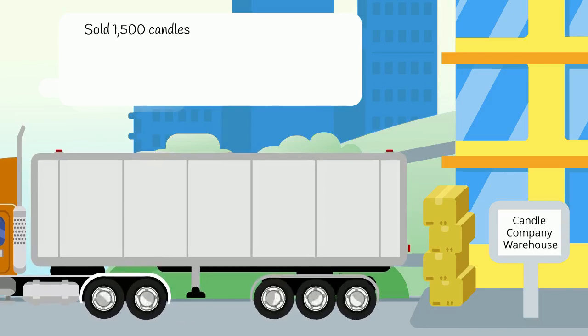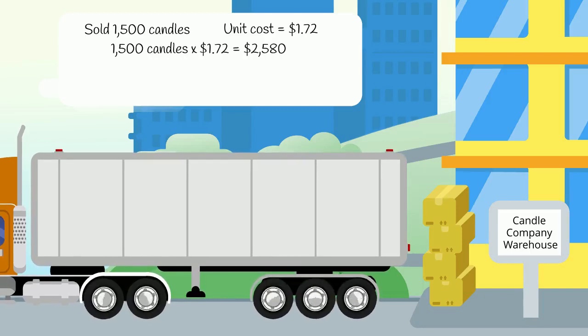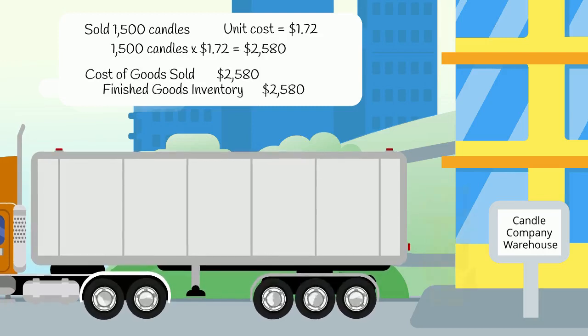However, 1,500 of them need to be moved out of finished goods inventory. Each candle cost $1.72 to make. Remember, we figured that out on our job cost sheet. If we sold 1,500, then we would want to decrease finished goods by $2,580 and increase cost of goods sold by $2,580 to show the cost of the items that we sold. We would debit cost of goods sold and credit finished goods inventory. After all this time, those candles finally made it to the income statement.